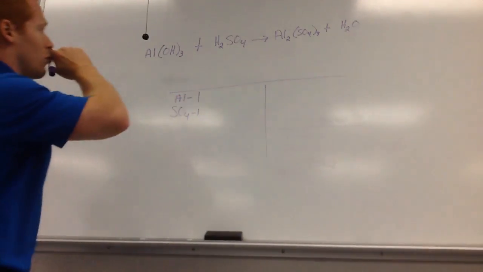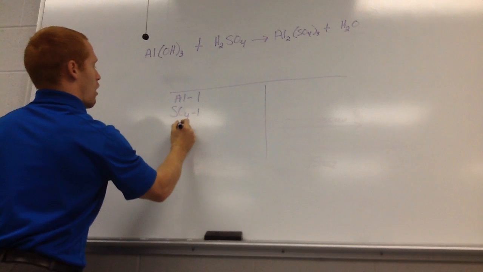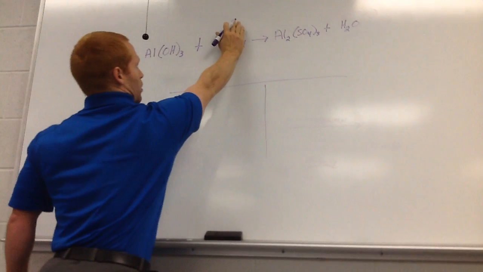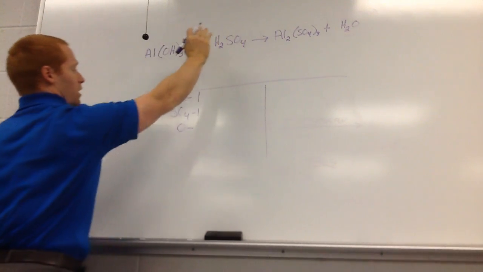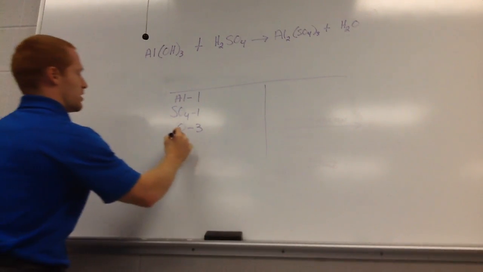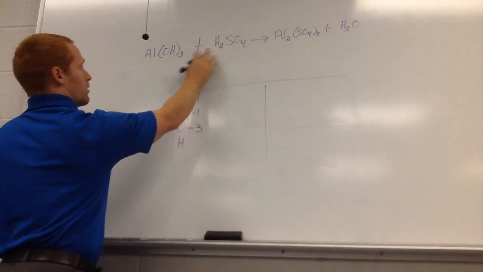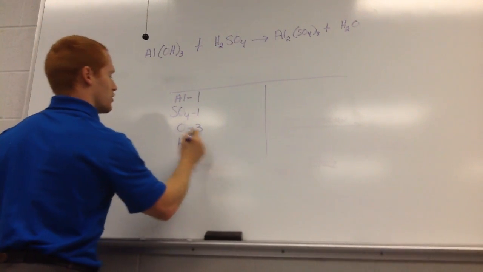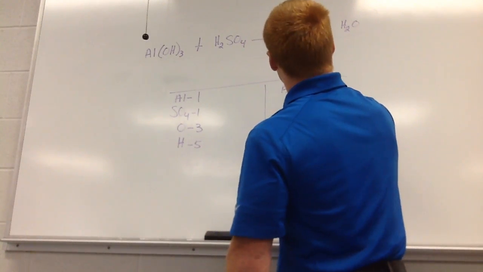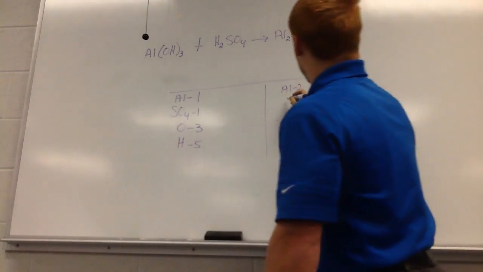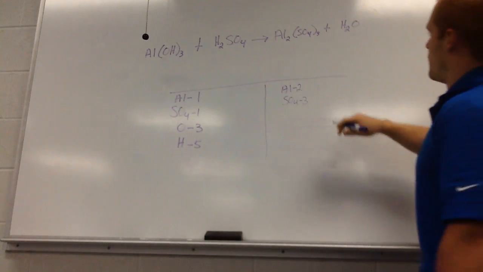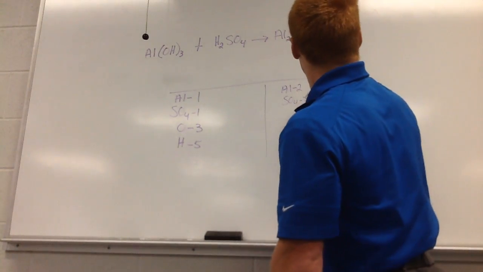And then for our oxygens, we have 3 here. And this, remember, we will not count because we already took into account sulfate. So we have 3 oxygens over here. Hydrogens, we have 3 here, 2 here, so we have 5 hydrogens. On the other side, aluminum, we have 2. Sulfate, we have 3 sulfates, because of the subscript. And then we have 2 hydrogens and 1 oxygen.